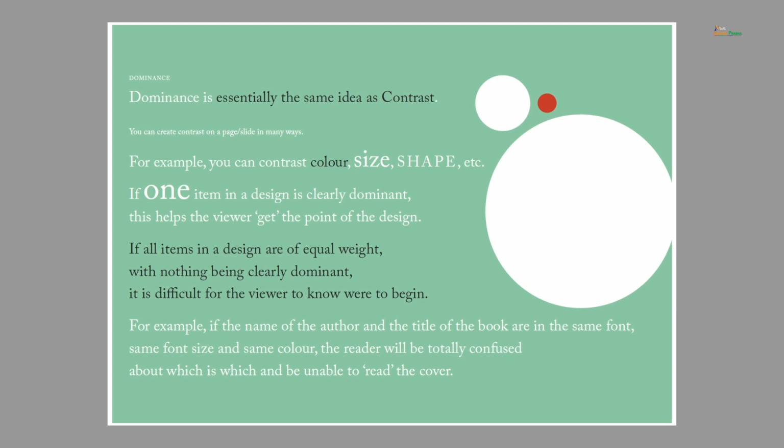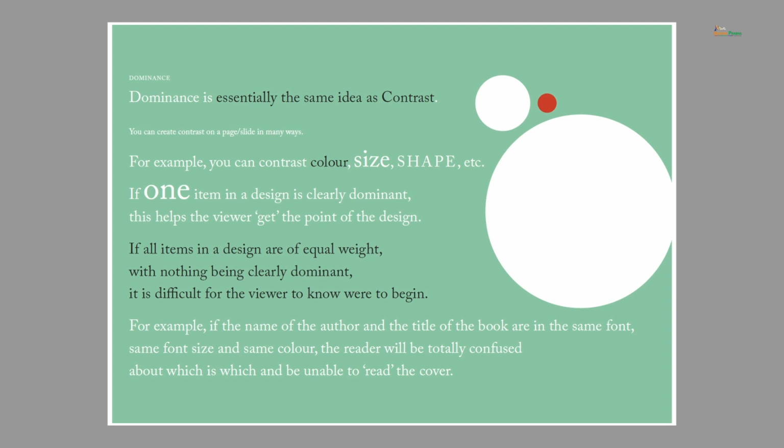Okay? Dominance is essentially the same idea as contrast. You can create contrast on a page in many ways. You can contrast color, you can contrast size, shape, etc. If one item in a design is clearly dominant, this helps the viewer get the point of the design. If all the items in a design are of equal weight and nothing is clearly dominant, then it is difficult for the viewer to know where to begin.